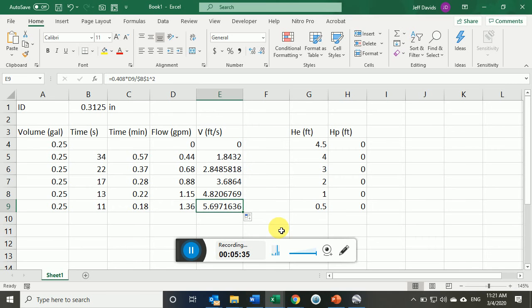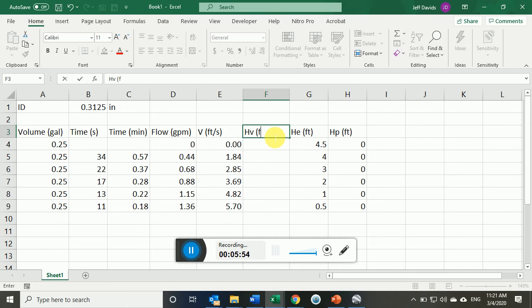Does this all make sense? These velocities seem reasonable to me. Just based on how fast it looked like it was coming out, somewhere between 2 and 5 feet per second seems pretty reasonable. All right, so how can I use that velocity now to calculate my velocity head? What's our equation?